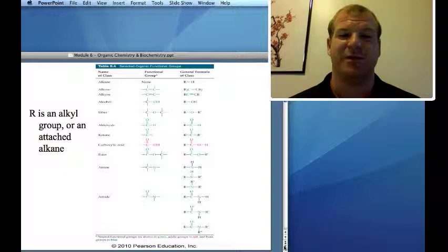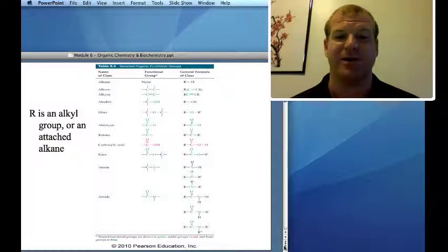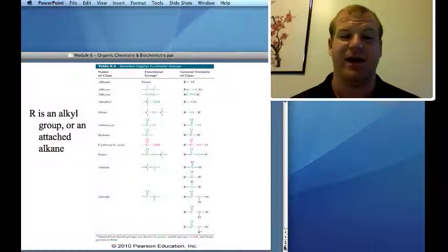Aldehyde has this C double bond O/H at the end of the molecule. A ketone has it in the middle, and ester is sort of like a carboxylic acid. So carboxylic acid is above that. Then instead of a hydrogen, it has another alkane on it. Amine has a nitrogen on it, and an amide has a C double bond O attached to an N.